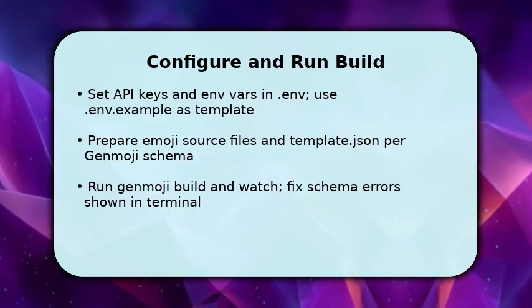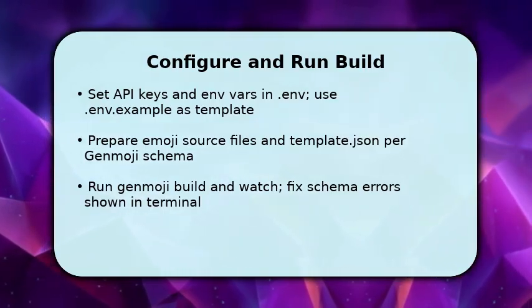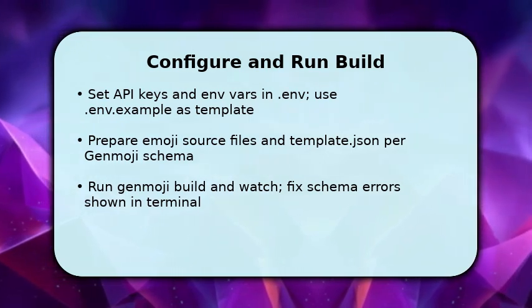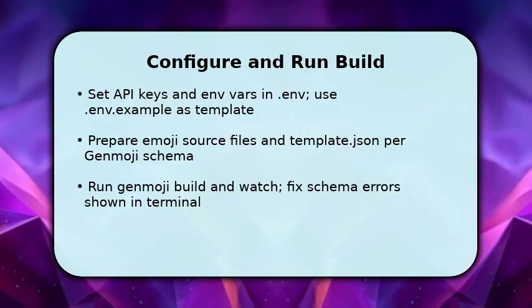Once done, run genmoji build to generate assets. If you want live updates, run genmoji watch. Make sure to correct schema validation errors the CLI prints, because invalid mappings cause partial or missing outputs.